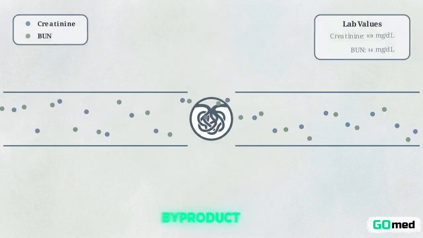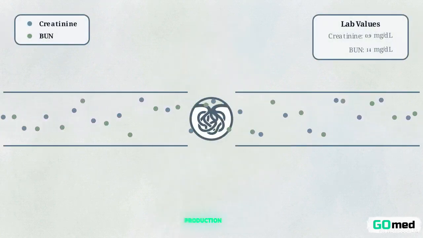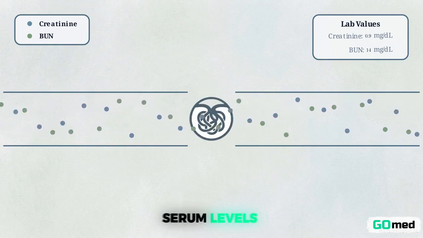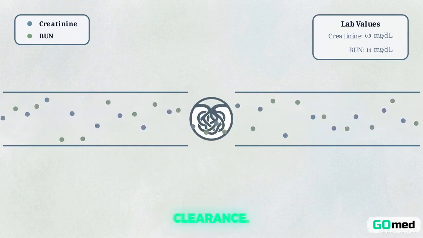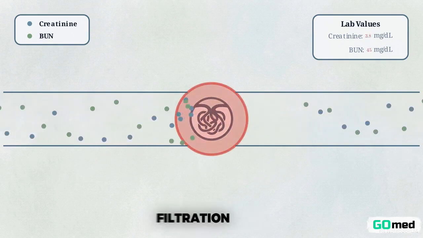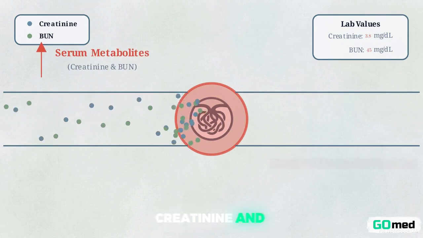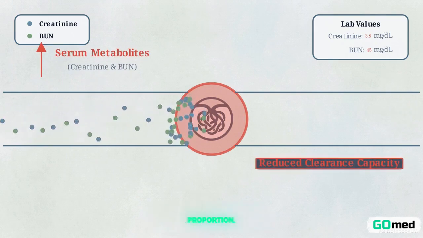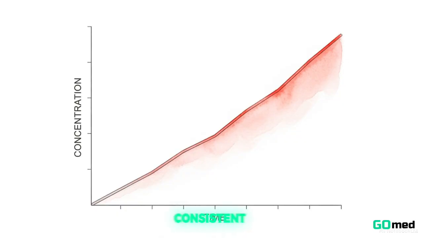Creatinine is a constant byproduct of muscle breakdown. Because production is steady, serum levels depend entirely on clearance. As glomerular filtration rate drops, serum creatinine and BUN levels rise in direct proportion. An isolated, consistent elevation in serum creatinine confirms a measurable decline in the kidney's filtration capacity.